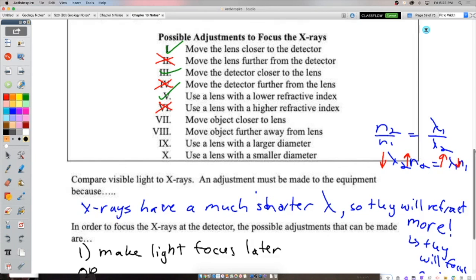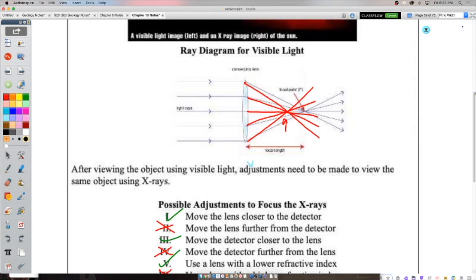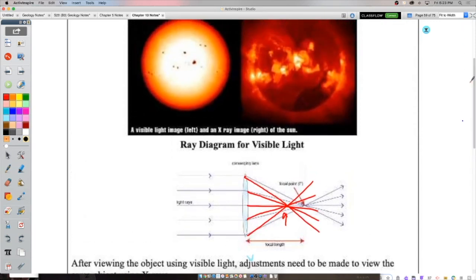Move the object closer to the lens. Okay, let's think about this. What is the object here? It's the sun, right? How much closer are you going to get this telescope to the sun realistically that's going to actually make a difference in where the object is? The sun is so incredibly far away that pretty much no matter what, you're going to get parallel rays coming in, right? Unless you actually send this thing out into space, that's really not going to make a difference on where the image is focusing, okay?